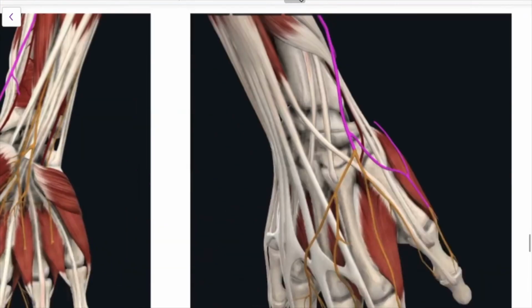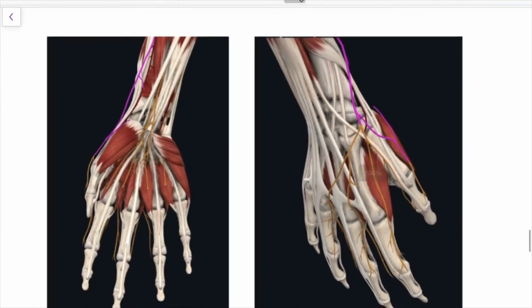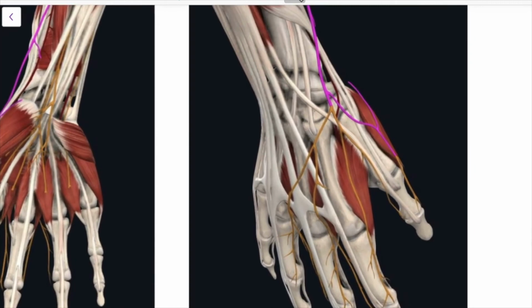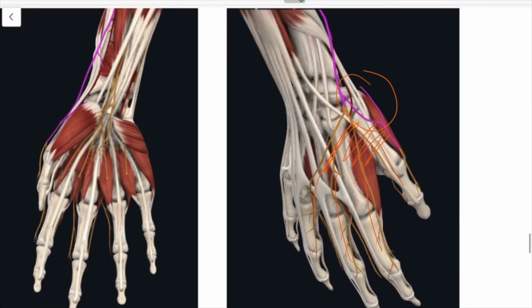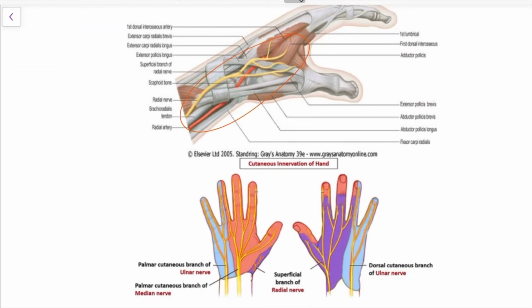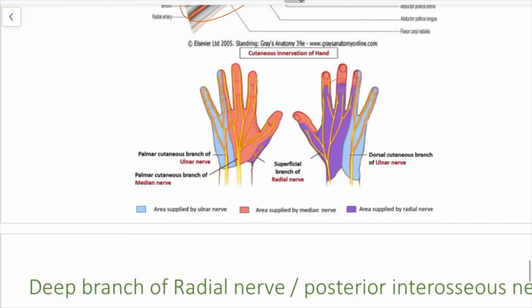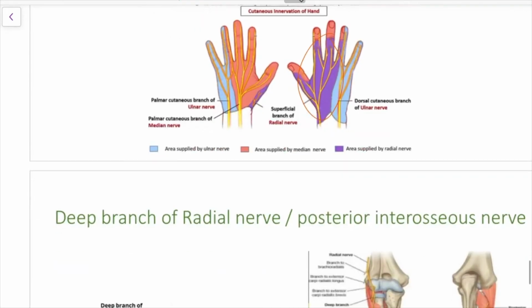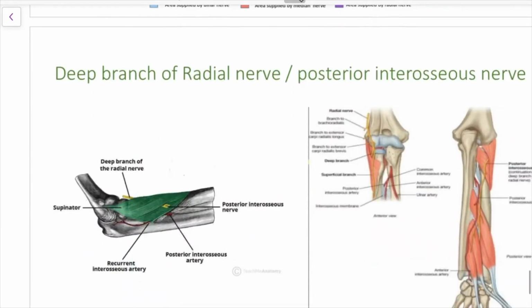So now after this, it curves laterally around the radius, passing dorsally. Now here, within the hand, the superficial branch of the radial nerve passes over the anatomical snuff box here, and then it innervates the dorsal lateral surface of the lateral 3.5 digits and their associated dorsum area. So here 1, 2, 3.5 and the dorsum area of the hand. So this is the area supplied by the superficial branch of radial nerve, in the purple as shown here.